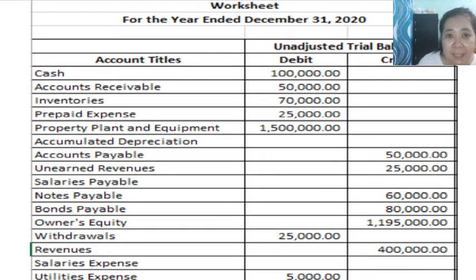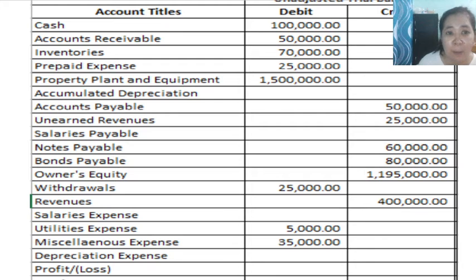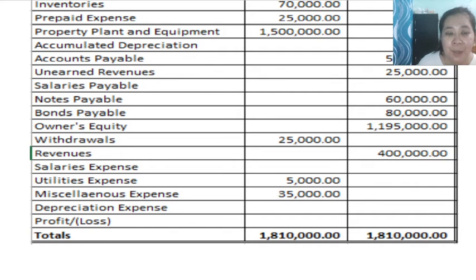So all the assets are debit. Our liability and equity accounts are credit. We also have our withdrawals on the debit side. Revenues are credit, and all our expenses are on the debit side. If you notice in our totals, we have the same total for our debit and credit.